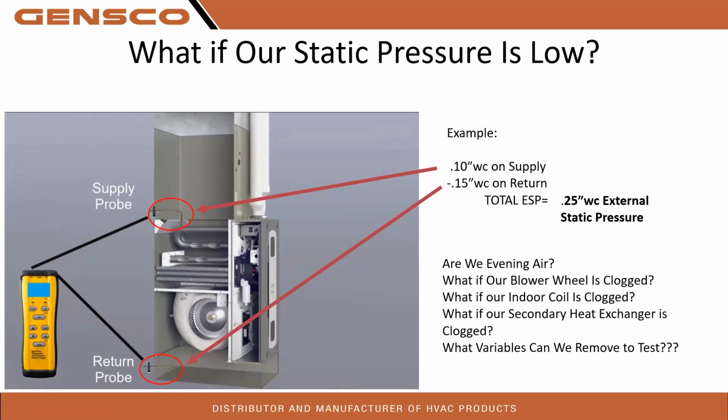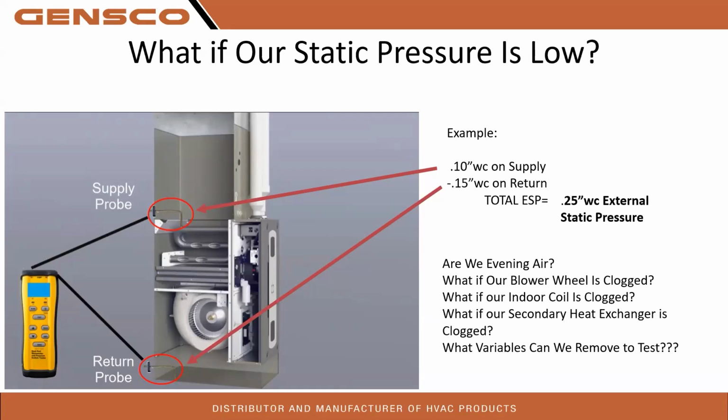What if the indoor coil is clogged, right? If the indoor coil is clogged, I'd like to think we'd have really high supply static before that coil, but it's got to go through the furnace first. So what if the secondary heat exchanger is also clogged? That means the blower motor is not moving any air through the secondary heat exchanger, right? So we can't have any supply static.